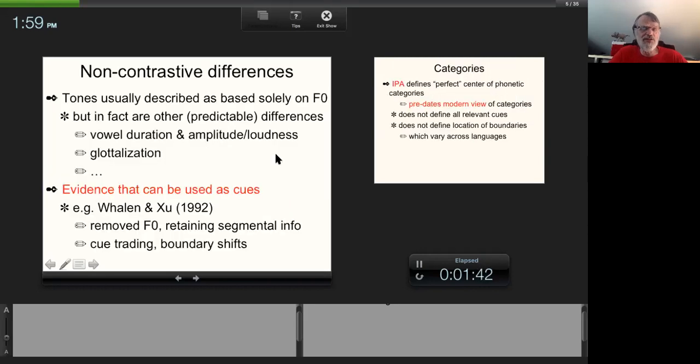Now, tone is usually described as being based solely on the fundamental frequency, but in fact, there are other predictable non-contrastive differences relating to vowel duration, amplitude, glottalization, and so on. There's evidence for the past 30 years that these other factors can be used as cues if you remove or neutralize fundamental frequency, but retain segmental information. You get trading off which cues are being used, and you get shifts of boundaries.